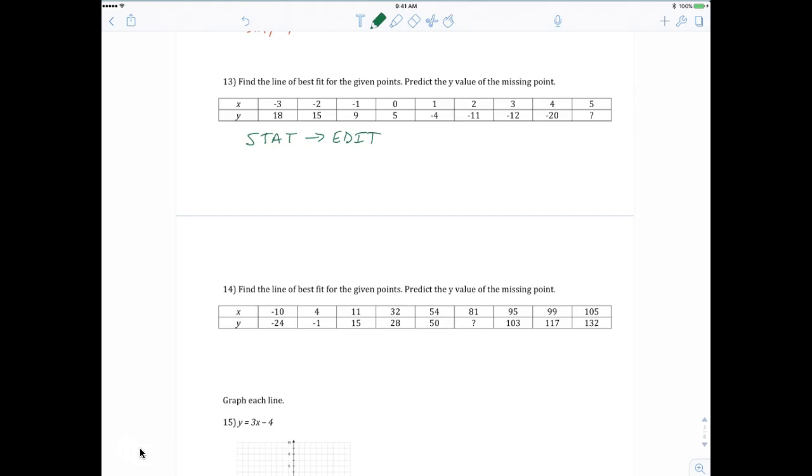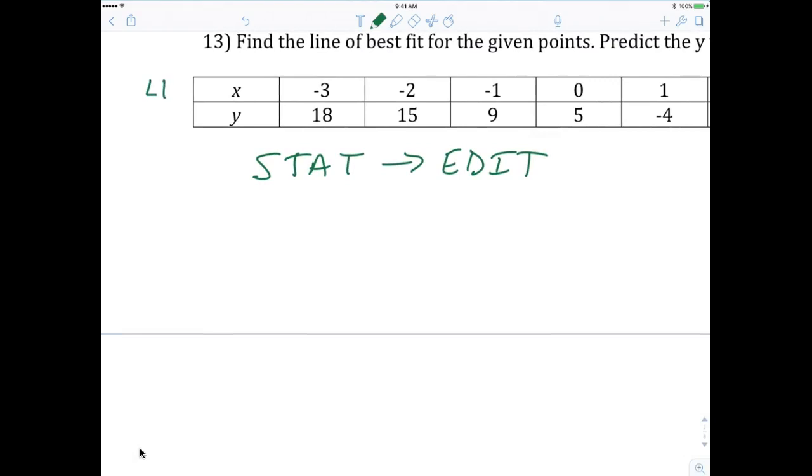If you recall, L1 is for the X, and L2 is for the Y. So you put all those numbers in there. After you stat edit, you list L1, put in L2. Good job. Now, I like for you to see the relationship. Who remembers what to do in order to see them? You have to turn on your plotting points. So now remember, hit y equals for me.